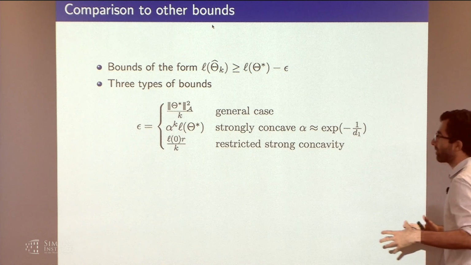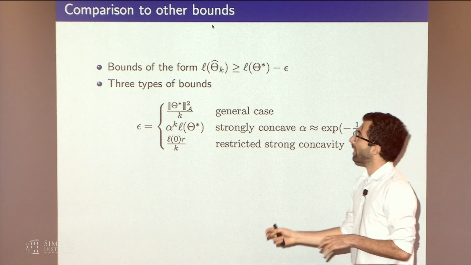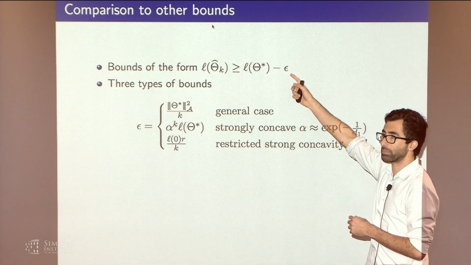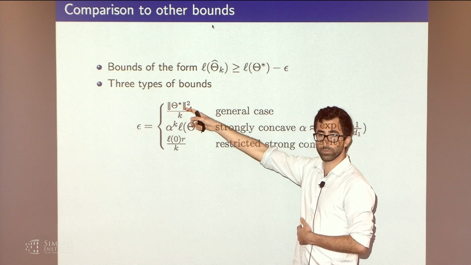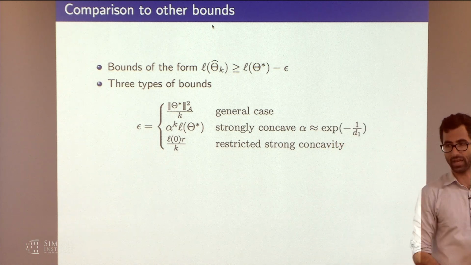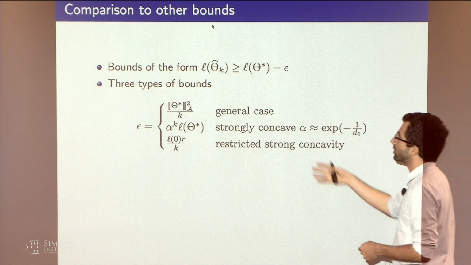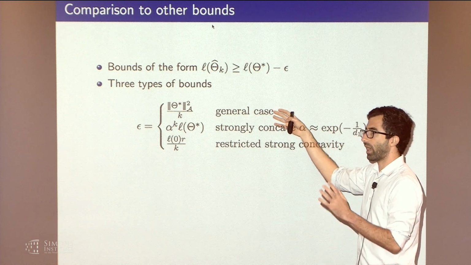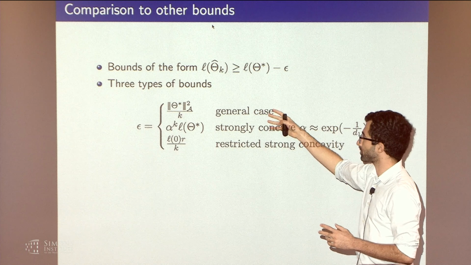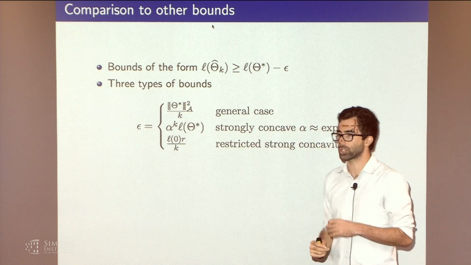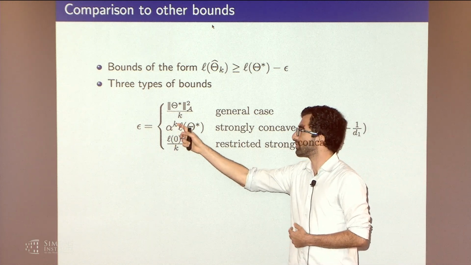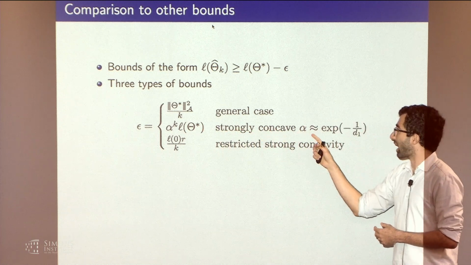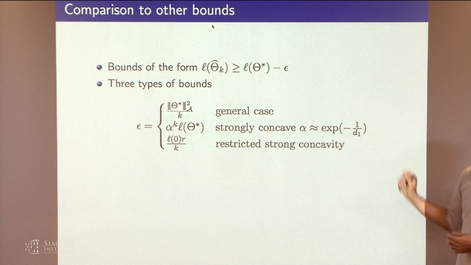And then we can compress a lot of the different results, and you get 3 different types of bounds with respect to this epsilon. So one type of bound is just the atomic norm squared of the optimal solution divided by k. And remember, k is the number of iterations that you've taken. This you can do in the general case using ideas from gradient descent and Frank-Wolfe optimization. Another method is if the function is strongly concave. Then in that case, people have shown exponential decrease of the form alpha to the k L of theta star. But in this case, alpha is usually of the form e to the minus 1 over d1, where the matrix is, say, d1 by d1.